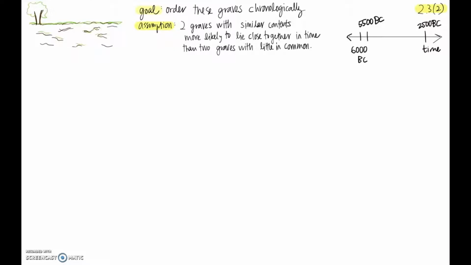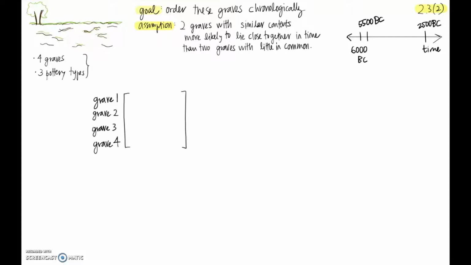We're going to baby step our way into all this grave ordering. We're going to look at an example with just 4 graves and 3 pottery types. We're not quite ready to tackle 900 graves yet. In the matrix I'm going to use, I'm going to let each row represent a different grave. So grave 1, 2, 3, and 4. So here are the 4 graves that I have.